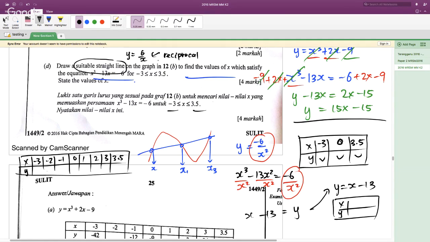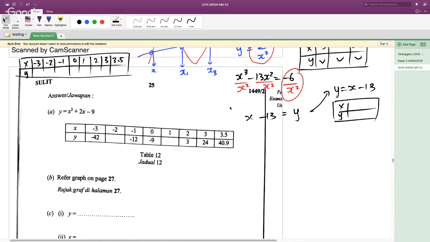Because if this one is not a straight line, you cannot simply plot two coordinates and connect them by yourself. You will need at least 4 to 5 coordinates to make the curve look nice. But most of the time in SPM, they will give you a straight line, though some papers will give you some other curve. Okay, so let me move on to the next question.